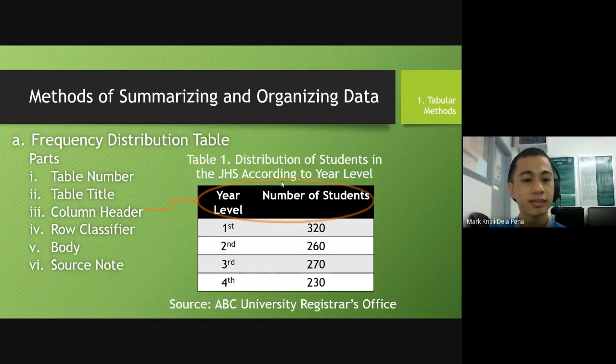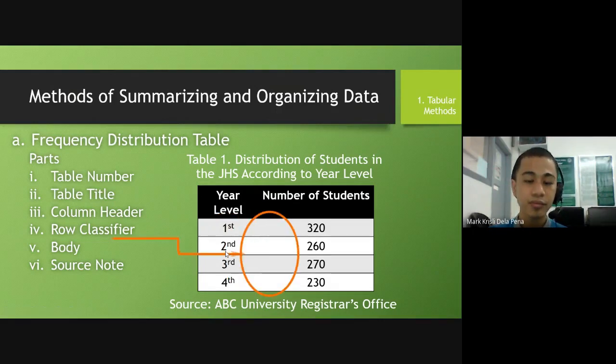Then you have the column headers. These are your headers, or this is your column header. We have two columns here: the year level and the number of students. We also have the row classifier. Commonly, the rows in the first column are called your row classifiers. For this example, our row classifiers are the year level: first, second, third, and fourth years.